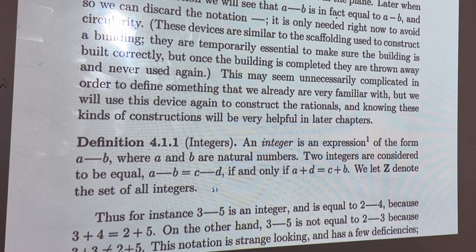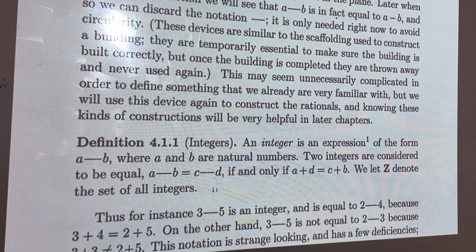Two integers are considered to be equal. Now a—b and c—d are integers. We don't know the meaning of the dash. They are equal if and only if a plus d is equal to c plus b. Now we know the meaning indirectly. We cannot say what a—b means, but a—b and c—d are equal if and only if a plus d is equal to c plus b. That side we know the meaning, because a and b are natural numbers.